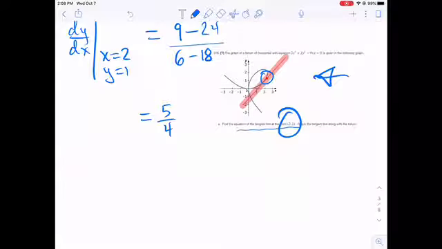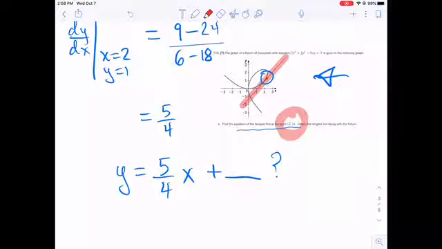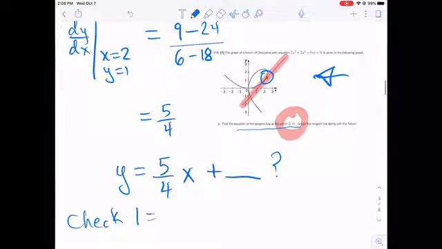Now to answer the question, we're looking for a straight line with slope 5 over 4. That's what we just found. So y is equal to 5 over 4 x plus I'm not sure what. But we have a point on the line, right? So the point is both on the curve and on the line. So we can check, right? When y equals 1, x equals 2.